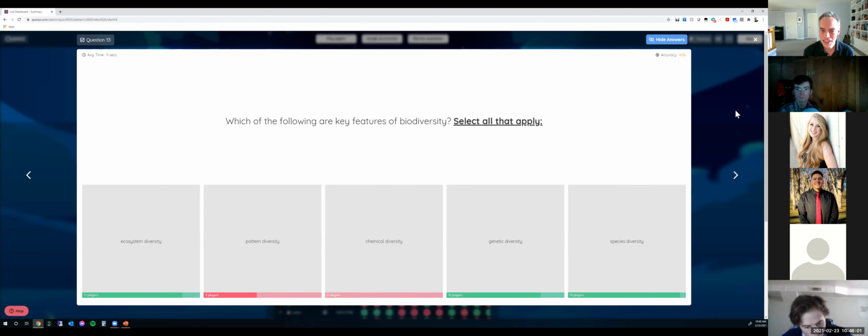Which of the following are key features of biodiversity? Select all that apply. There were 3 of them. If you remember, there was that short animated film that we watched about biodiversity, and the 3 key features are ecosystem diversity, genetic diversity, and species diversity. You need all 3 of those in order to have high biodiversity overall.